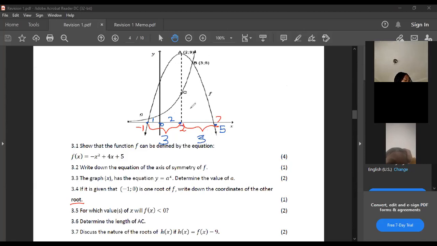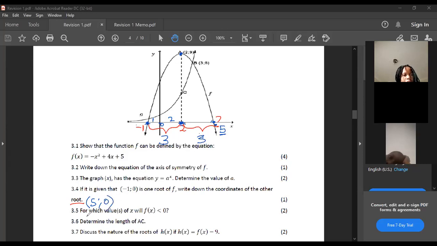So always be able to use symmetry. What I'm using here is called symmetry. I'm using symmetry to determine the roots. So you can always use symmetry to determine the roots if you're given one root and you know the axis of symmetry or the turning point, then you can find the other root by using symmetry. If this is -1 to 2, I walk 3 units. That means from 2 to 5, I walk another 3 units. So from -1 to 2, I walk 3 units, which means I also have to add another 3 units from here to here. So 2 plus 3, 5. So that means the coordinates of the other root are 5 and 0.